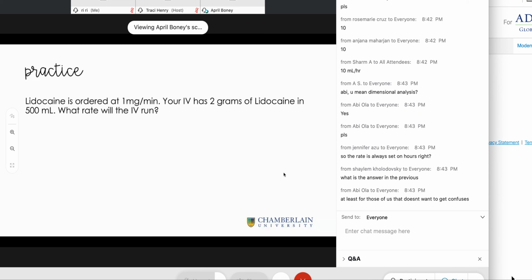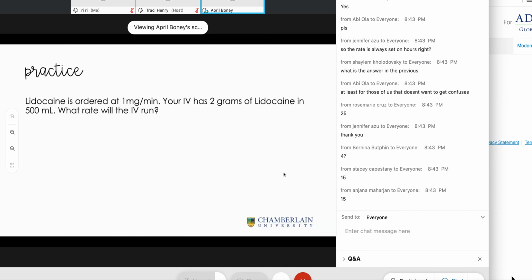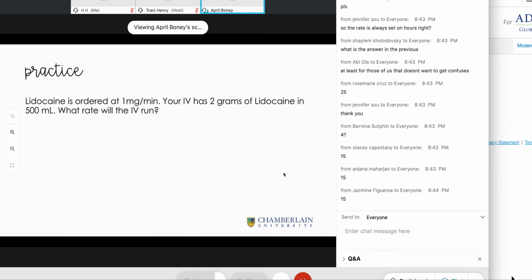Okay, so right off the bat, what you notice about this one is your order is not based on the weight. So we're not going to have that part of our equation. This time it's just ordered 1 milligram per minute. But what the pharmacy sent us was 2 grams of lidocaine in 500 milliliters. Okay, so I can't work with milligrams on one side and grams on the other. So I got to do a conversion. You can convert it however you want. So I just converted the grams to milligrams.